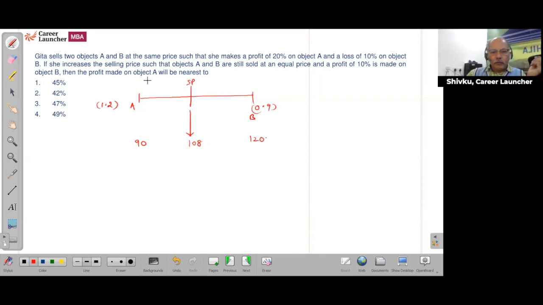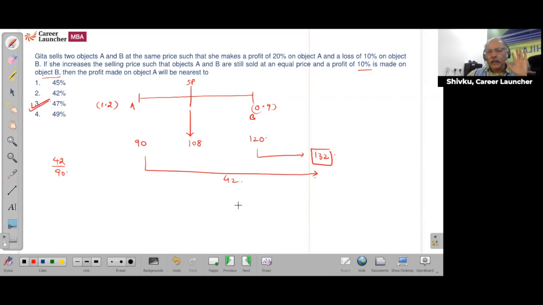Now, we are increasing the selling price such that both A and B make a profit. The profit of 10% is made on object B, which means you're going to now sell at 132. If you're selling it at 132, the profit that you're making here is 42 bucks. So the profit percentage is 42 by 90. That's about 3% less than 50%. The answer has to be 47%. Very easy question. Should have been done in CAT.